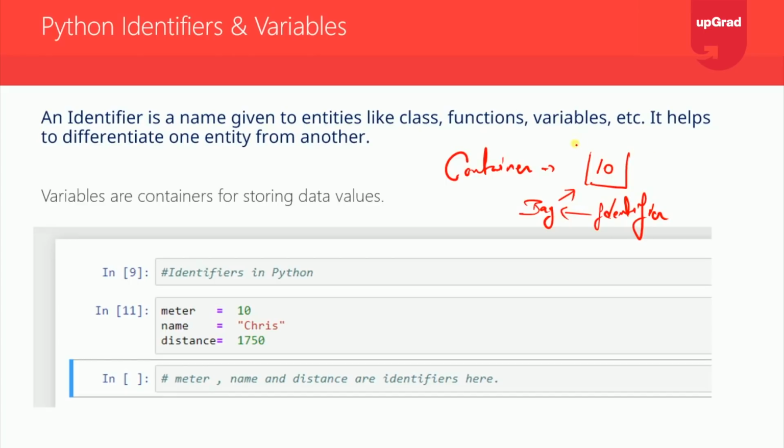And a variable is basically a container in memory which is used for storing the data. So here you can see some examples of identifiers, such as meter, name, and distance. These identifiers are basically creating an in-memory representation of a container which is storing the value or a constant 10.